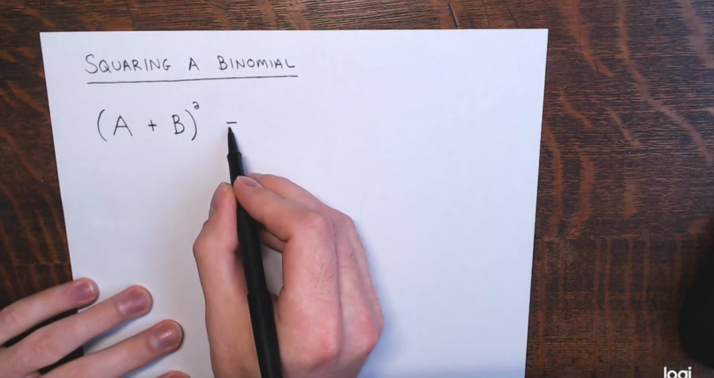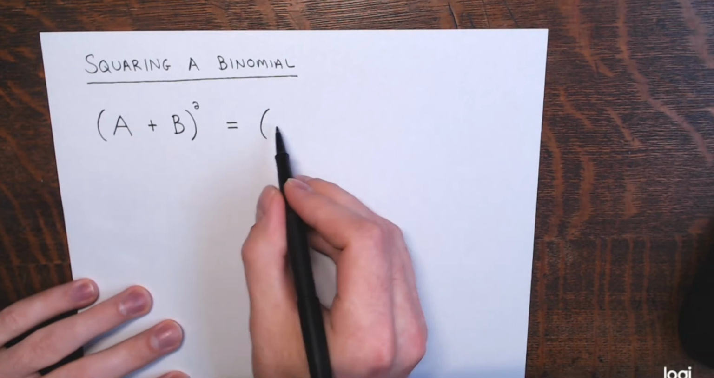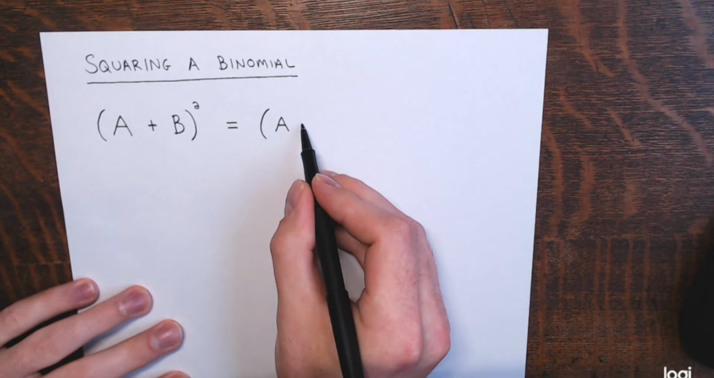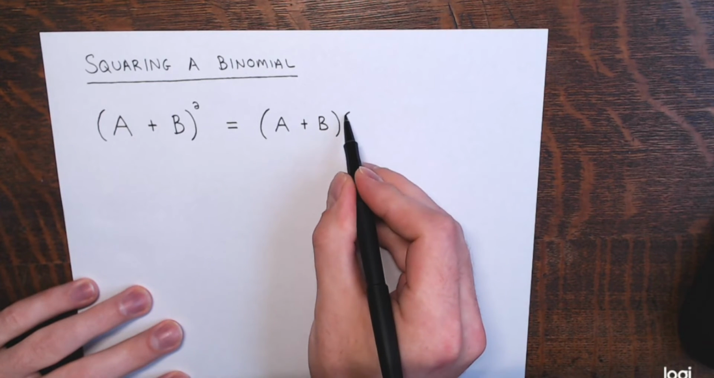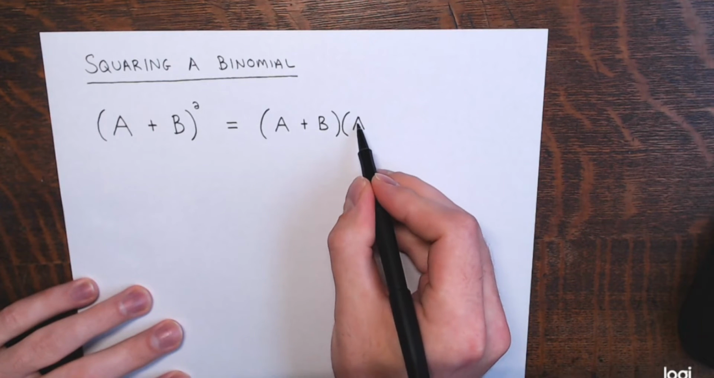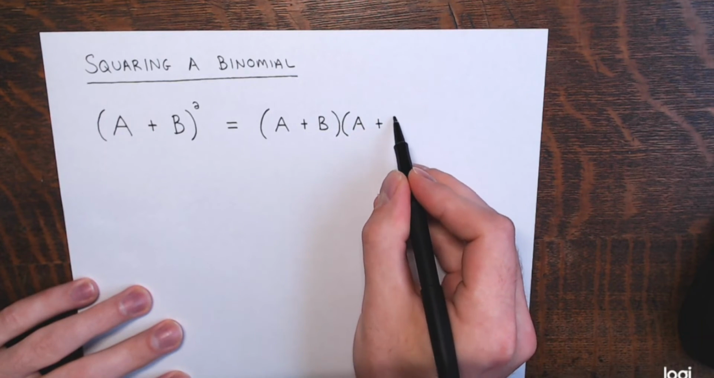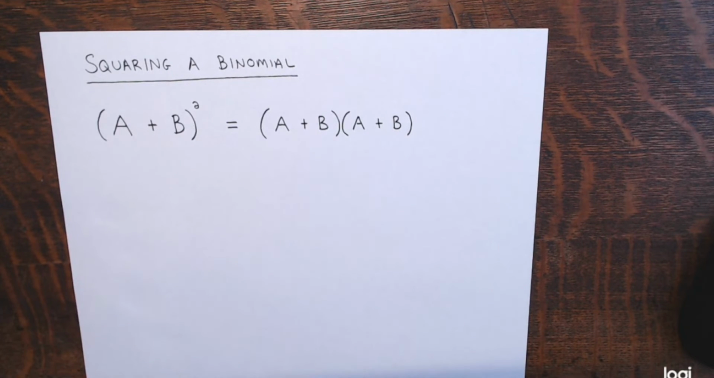Now remember what it means to raise something to the second power. It means you take that thing, the base in parentheses here, the a plus b, and you multiply it by itself. You have 2 factors of that. So this is a plus b times a plus b, and then I hope you remember how to multiply binomials from section 6.3.